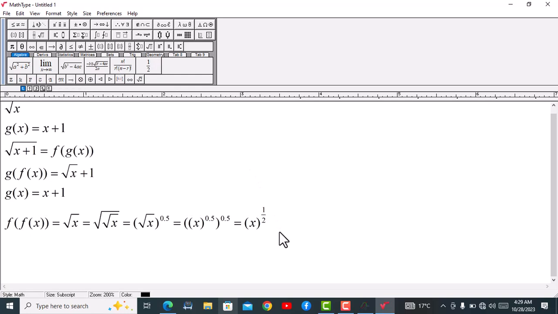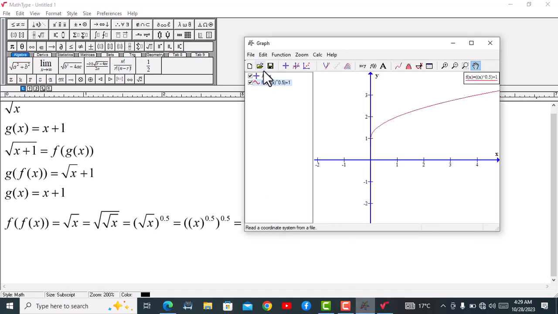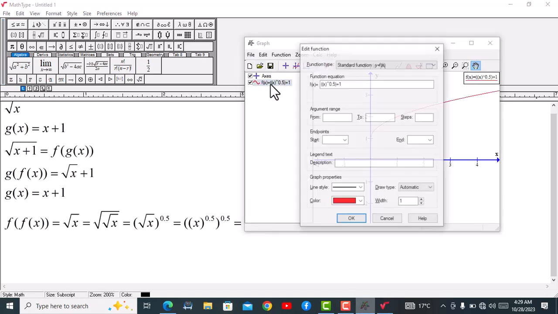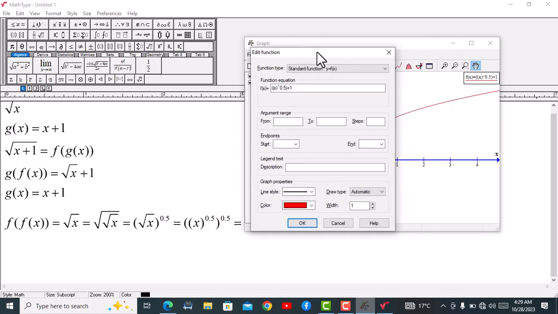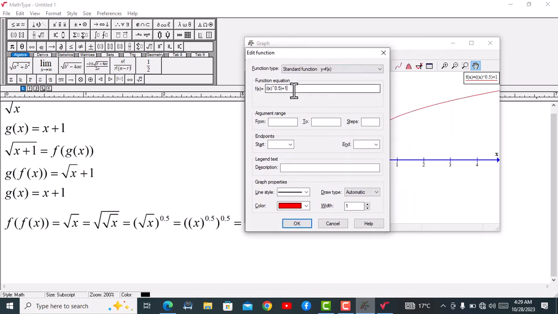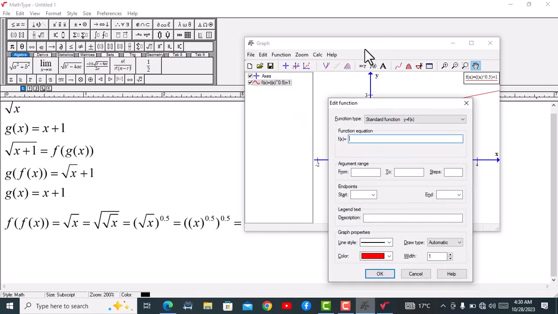Let me just do this. 0.5 times 0.5, it's 1/4, because 1 times 1 is 1, 2 times 2 is 4. So I can have this and I can draw that function. Let me just edit this one. So what I can do, I can draw that function.